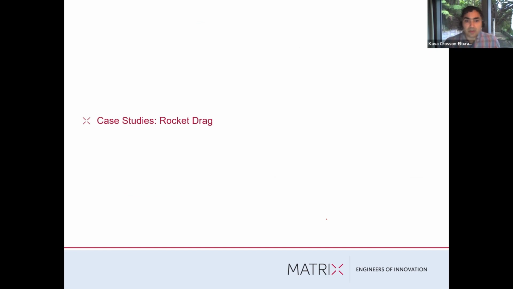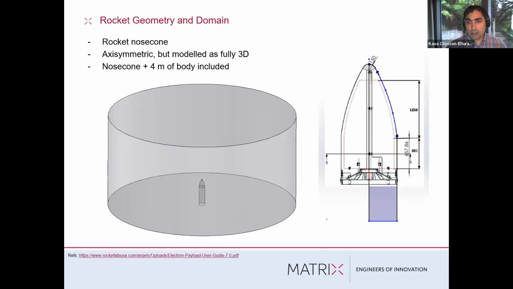Okay, so that brings us to our last example. Just looking at a rocket. So the drag on a rocket, pretty simple structure, pretty axisymmetric. I've modeled it as 3D in this case. Just the nose cone and 4 meters of body are included. And yeah, pretty basic model, but the physics are pretty complicated.